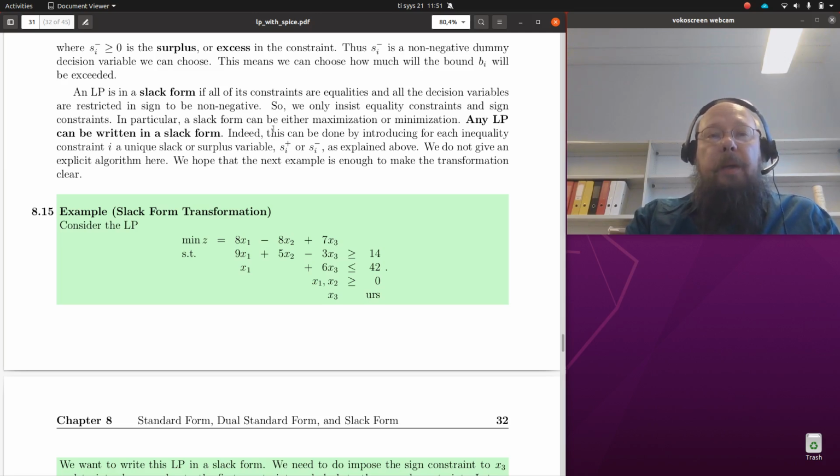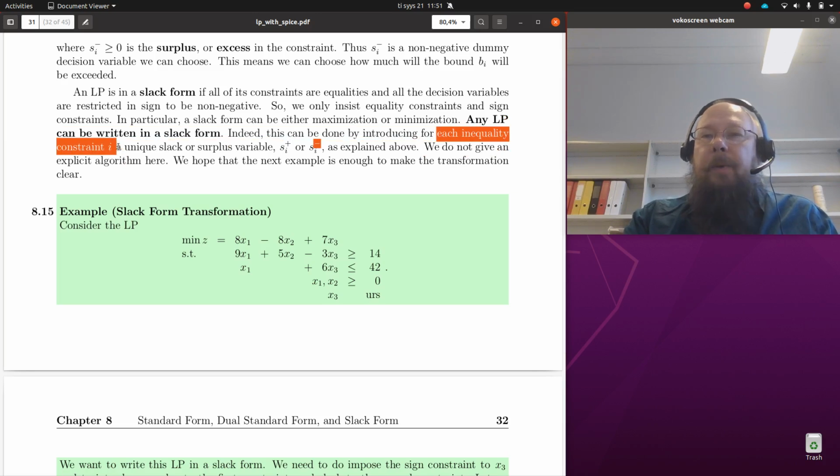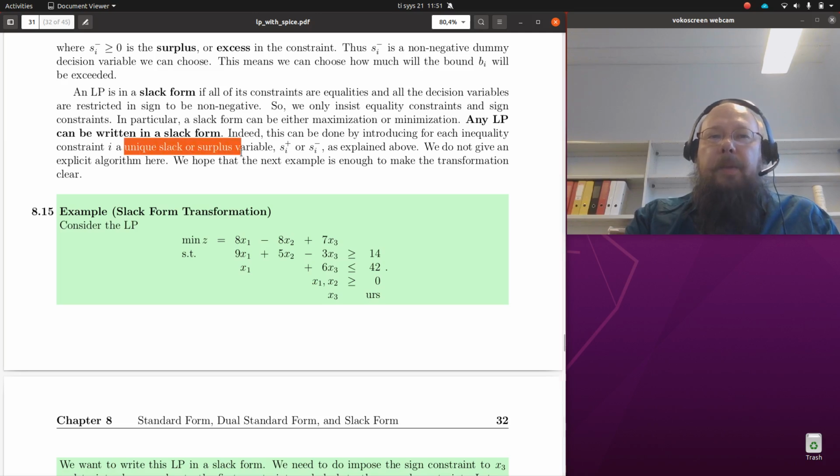So how do you do it? You introduce, for each inequality constraint, and this is important, for inequality constraint number i, a unique slack or surplus variable, xi plus or xi minus, as explained above.